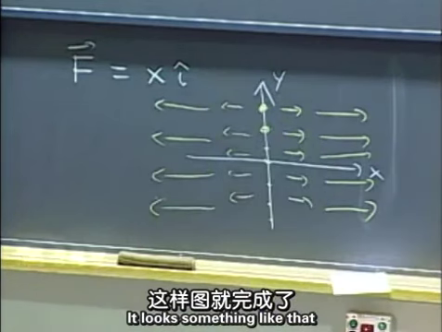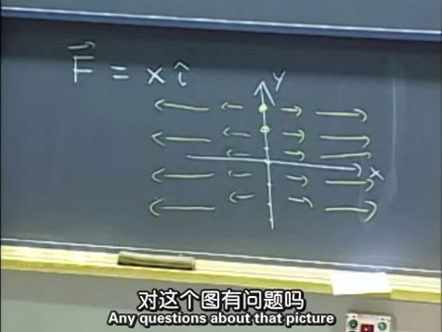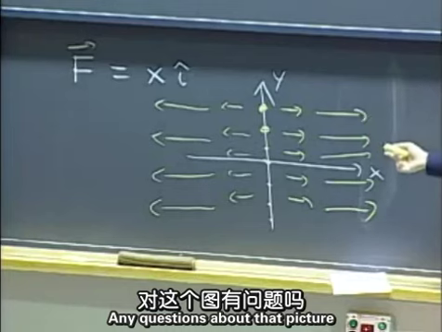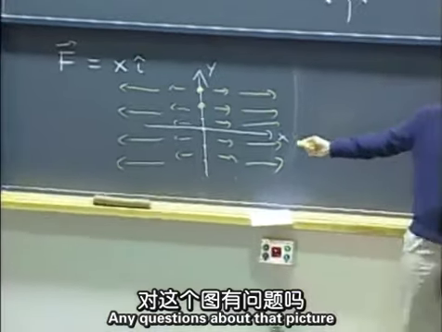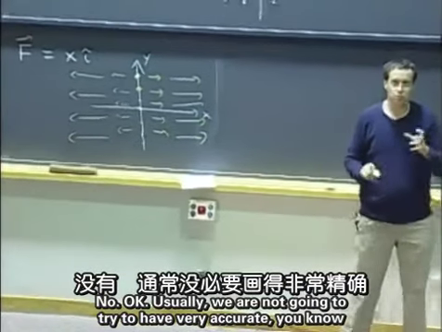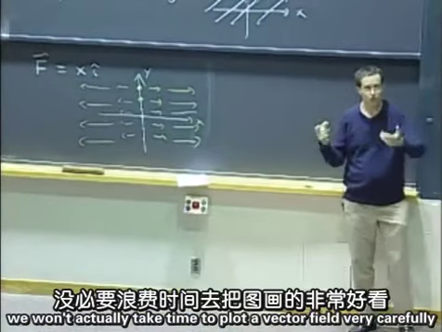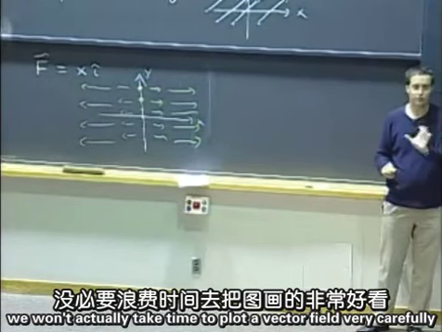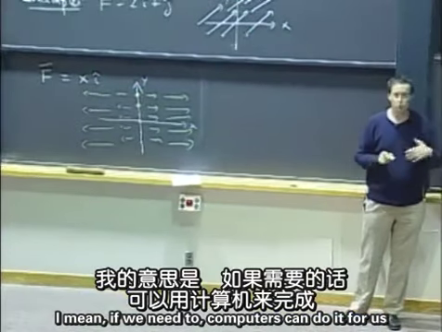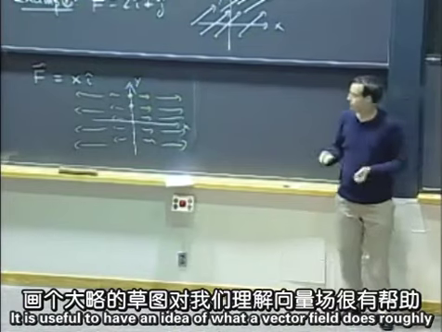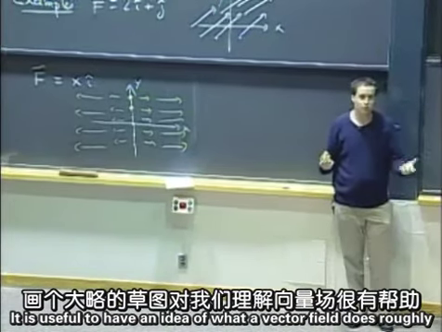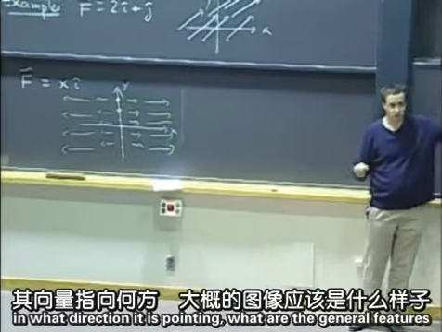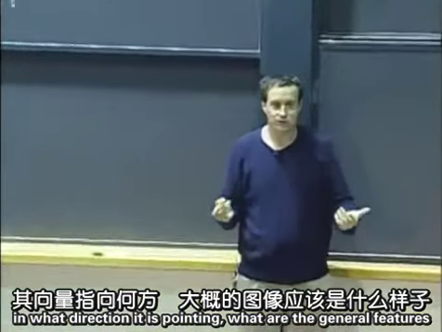It looks something like that. Any questions about that picture? No? Okay. Usually we're not going to try to be very accurate; we won't take time to plot a vector field very carefully. If we need to, computers can do it for us. But it's useful to have an idea of what the vector field does roughly, whether it's getting larger and larger, in what direction it's pointing, what the general features are.